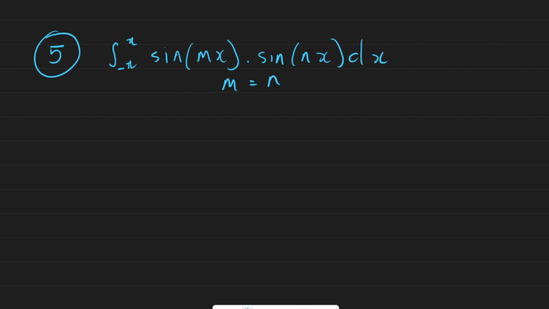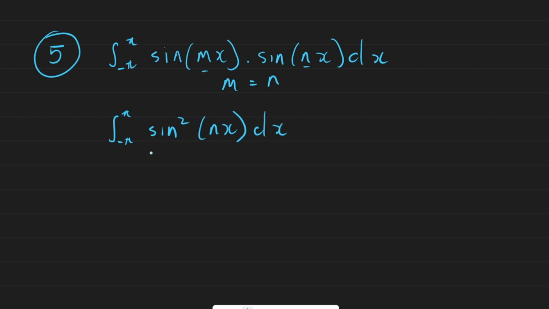So the fifth integral that we'll be considering is the integral from minus pi to pi of sine mx times sine nx. So we'll also state here that m is equal to n. This is for a very specific case where these two constants are the same. So if that's the case, what we get is the integral from minus pi to pi of sine squared nx dx. So we evaluate this integral in the same way that we had done the last one.